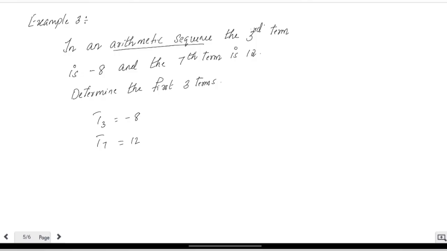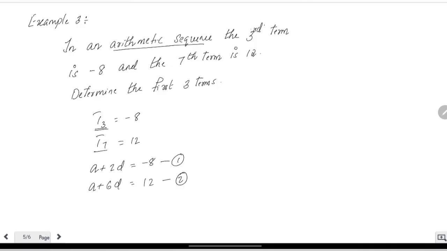Here the important thing is that somehow you have to find the values of A and D. How do we get them? What is T3? You can use the formula. T3 is A plus (3 minus 1), which means 2D, is equal to minus 8. This is our first equation. Then what is T7? A plus (n minus 1)D, where n is 7, so 7 minus 1 is 6. That is 6D, so A plus 6D is equal to 12. This is our second equation.